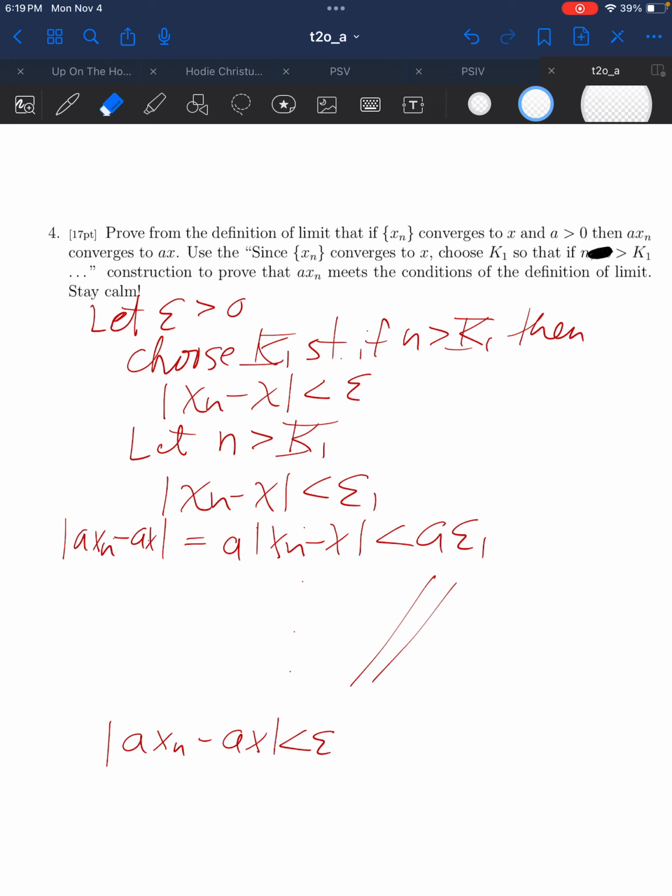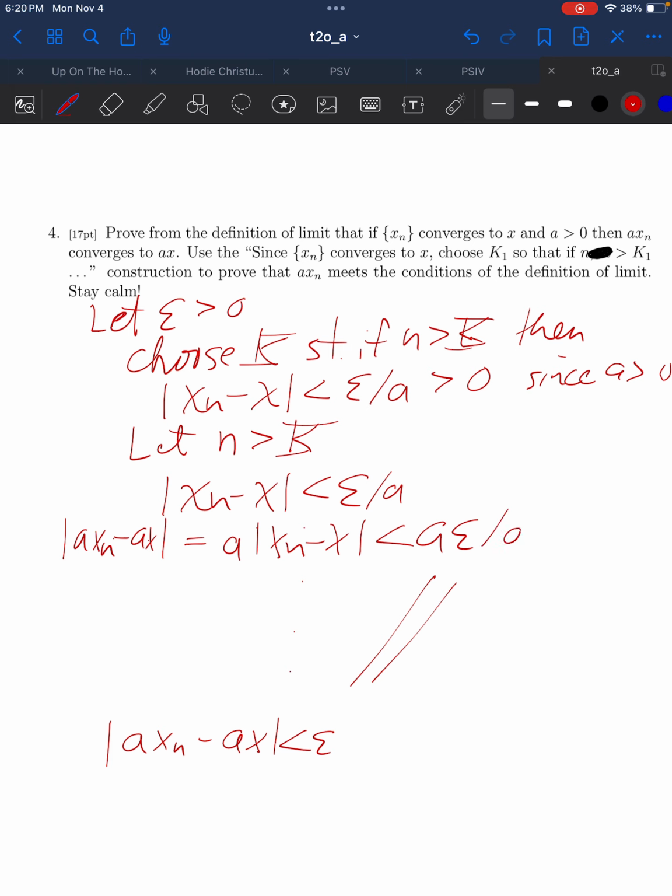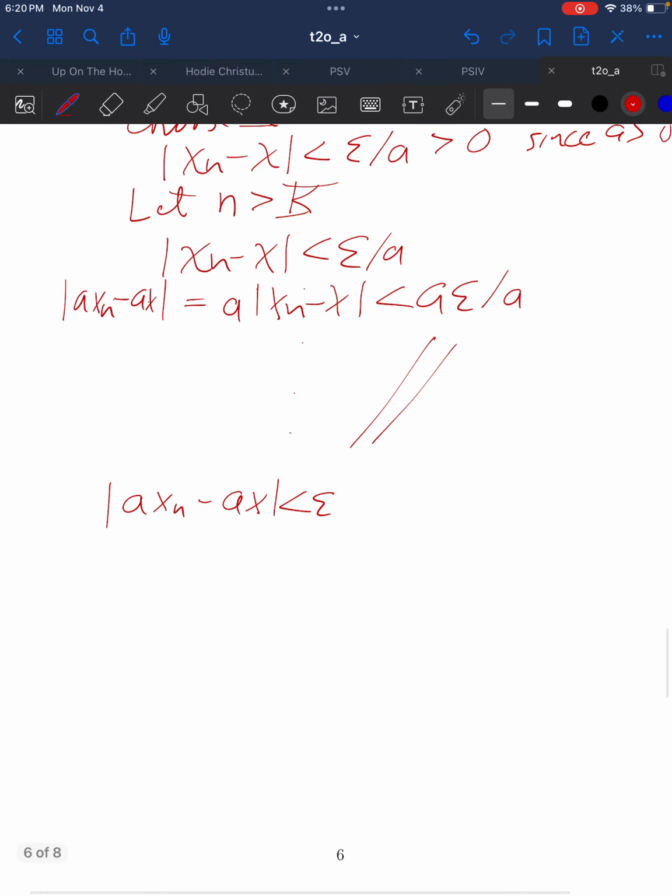and that's easy to accomplish, right? We just have to make epsilon 1 be epsilon over a. We know that's greater than 0 since a is positive. Nice to check that. At the same time, we can stop being coy. K is really K1. Epsilon 1 is epsilon over A. And that's the whole argument, okay? All you do is choose K so that absolute xn minus x is less than epsilon over A, and absolute axn minus ax is less than epsilon.